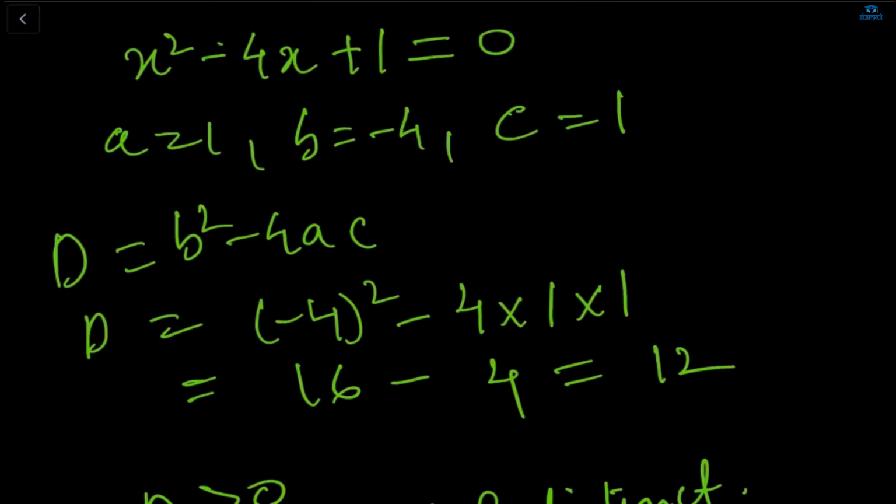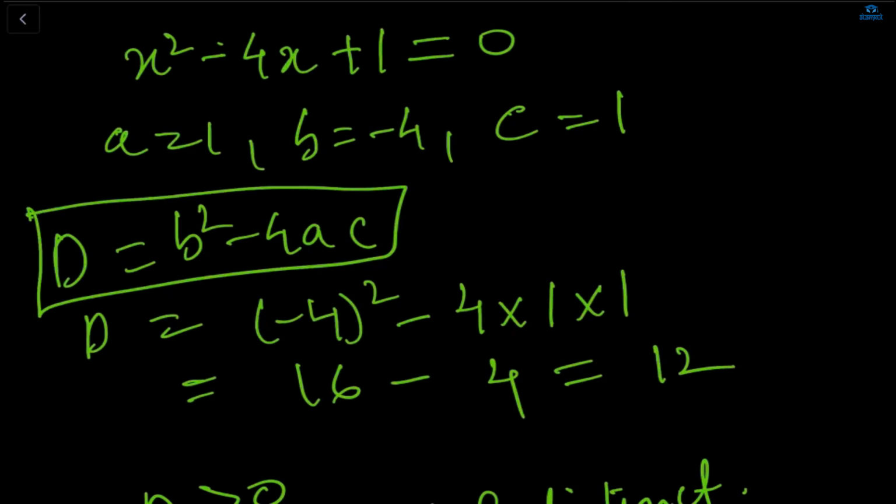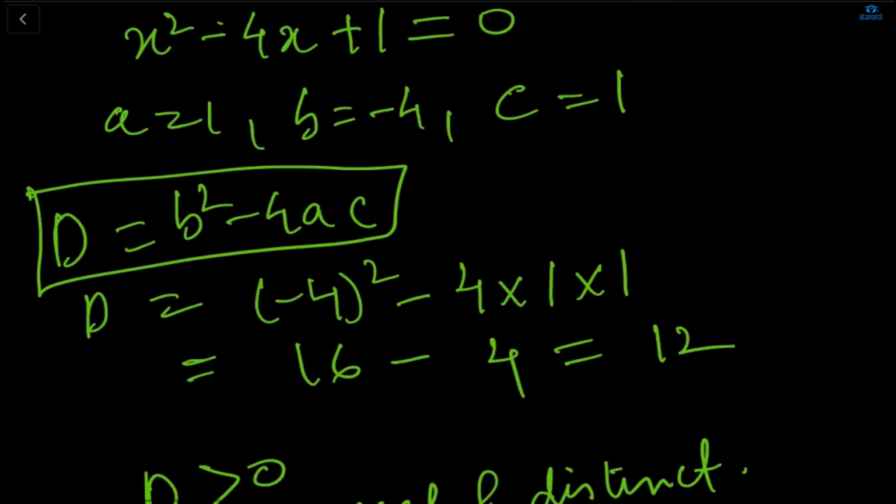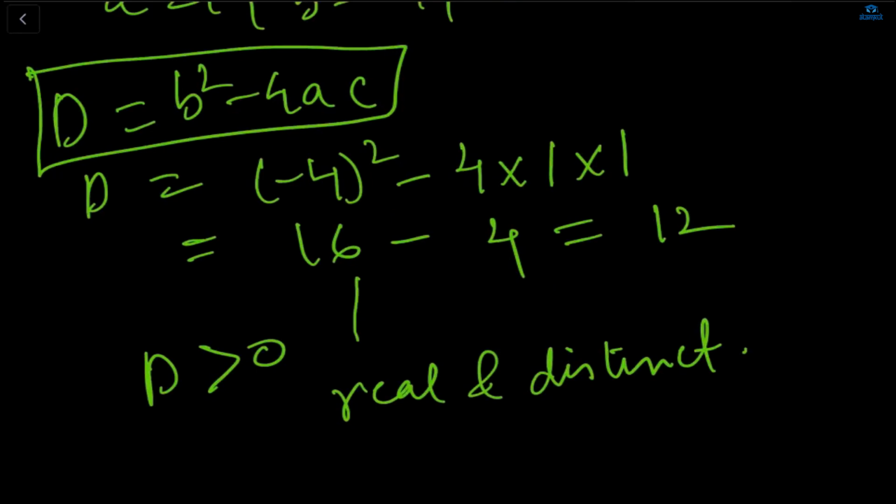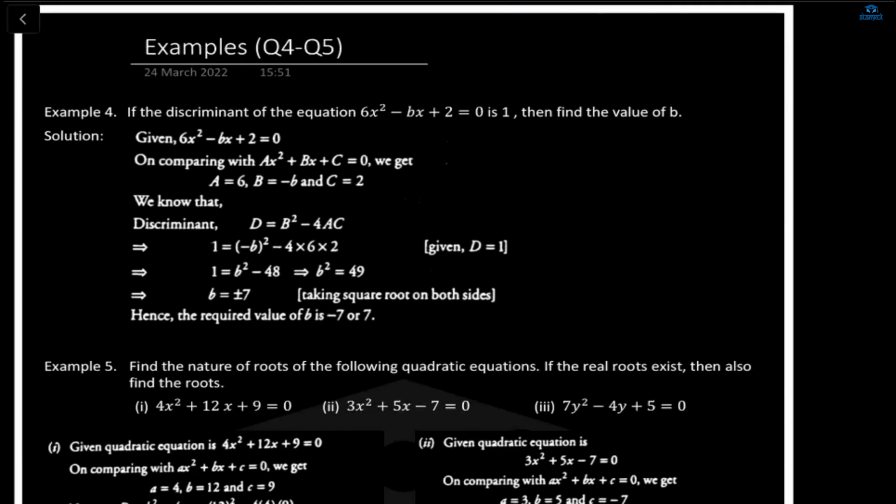You only have to calculate b square minus 4ac. Then you compare. If this is greater than 0, real and distinct roots. If this is equal to 0, real and equal roots. If it is less than 0, imaginary roots, or roots do not exist. Understood? So in the next class we will see some more questions.